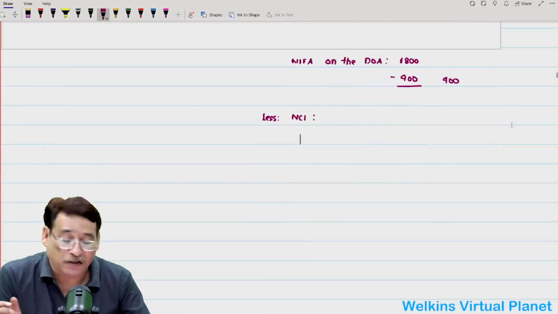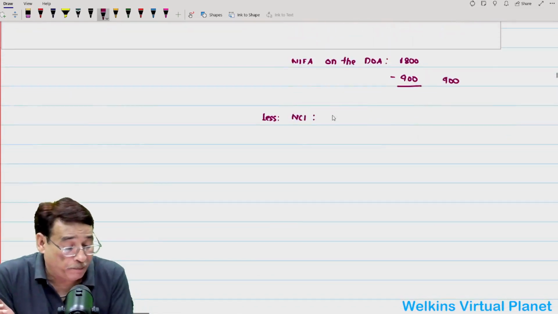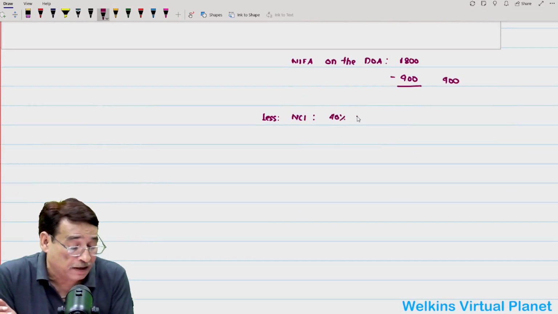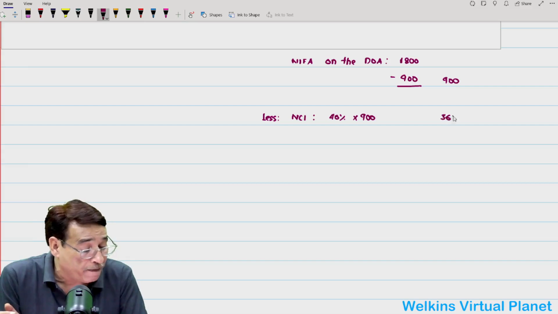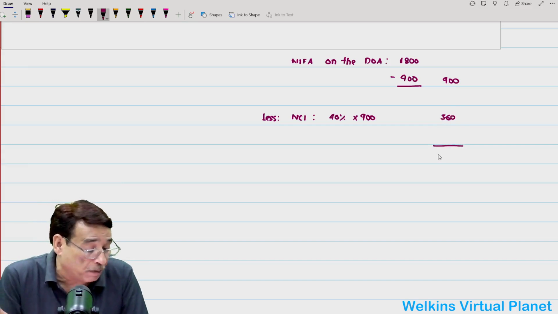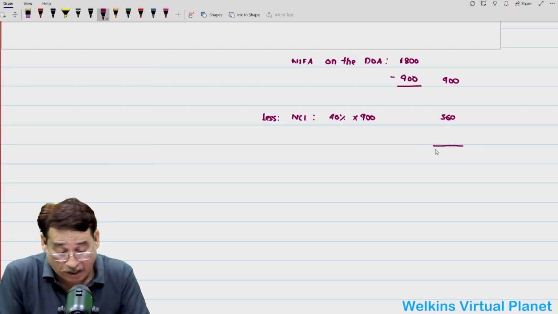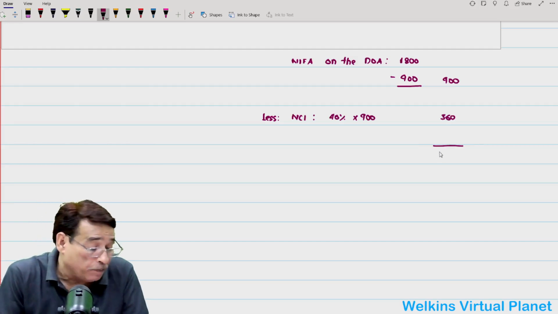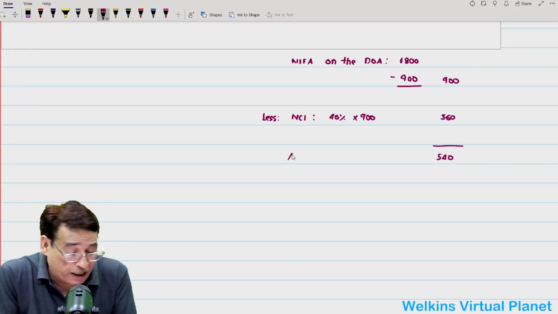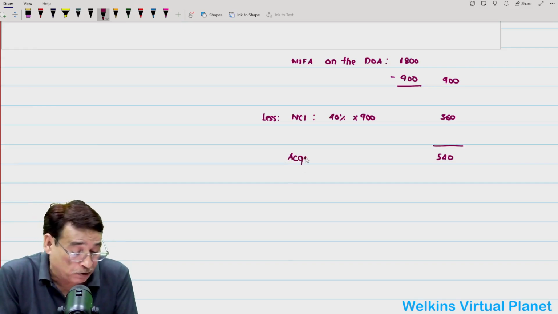Since you have acquired 60% stake, quite obviously 40% stake, 40% of 900. 40% of 900 will be equal to 360. So you will compute 360 and then subtract it. When I subtract it, I will be left with, I think 640 or 540, let me check it out. 900 minus 360, that is equal to 540. So what does this 540 reflect? This 540 reflects acquirer share. So you will write here acquirer share.